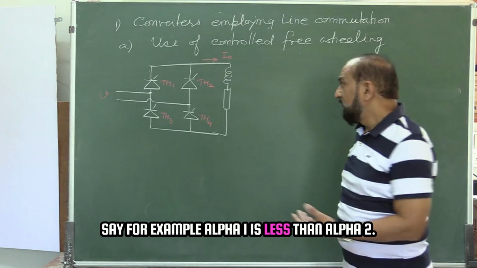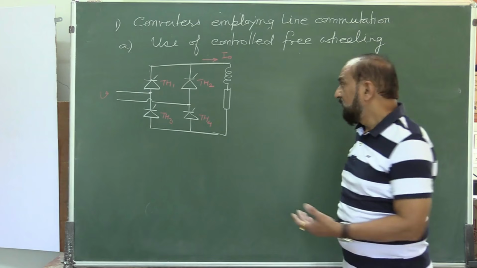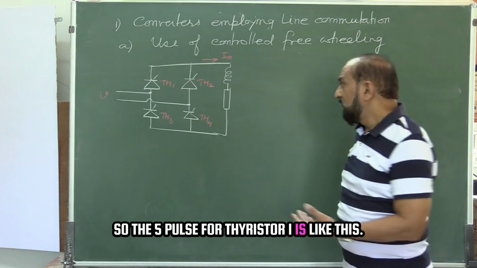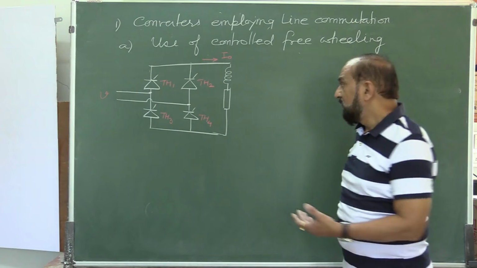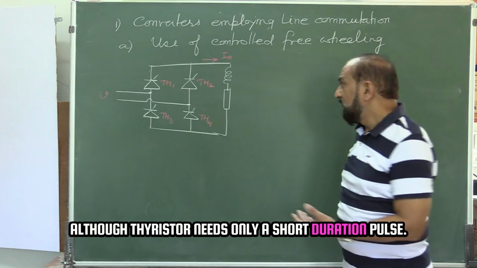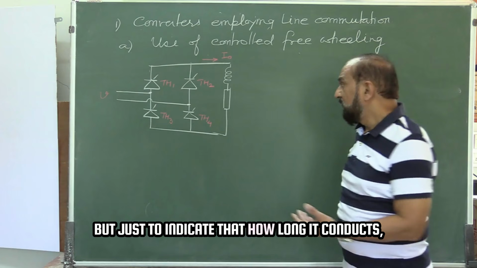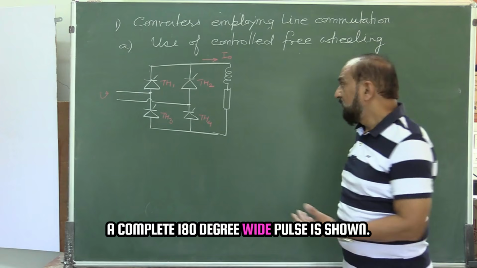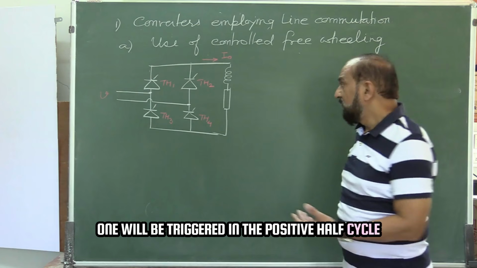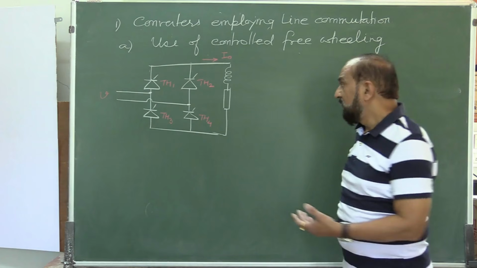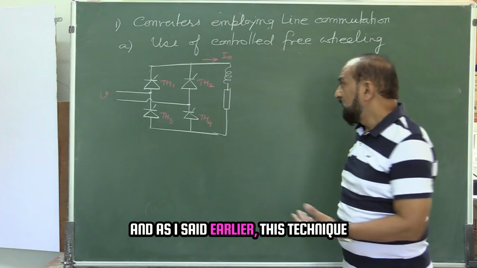Say for example alpha 1 is less than alpha 2. So the firing pulse for thyristor 1 is like this. Although thyristor needs only a short duration pulse, but just to indicate how long it conducts, a complete 180 degree wide pulse is shown. 1 will be triggered in the positive half cycle at an angle alpha 1, 2 will be triggered in the negative half cycle at an angle alpha 1. And as I said earlier, this technique is based on line commutated converter. Triggering 2 commutates 1, triggering 1 commutates 2. So 1 and 2 they conduct for 180 degree period like this.